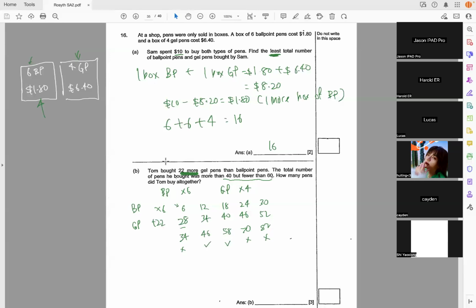Another thing that we need to check is that the gel pens have to be a multiple of 4. All right. So let's check this line. This is gel pens. It has to be a multiple of 4. So we have these two choices, right? Is 46 a multiple of 4? We do a division. 46 is not a multiple of 4. Okay, so this cannot. 58, see, 58 can divide by 4.